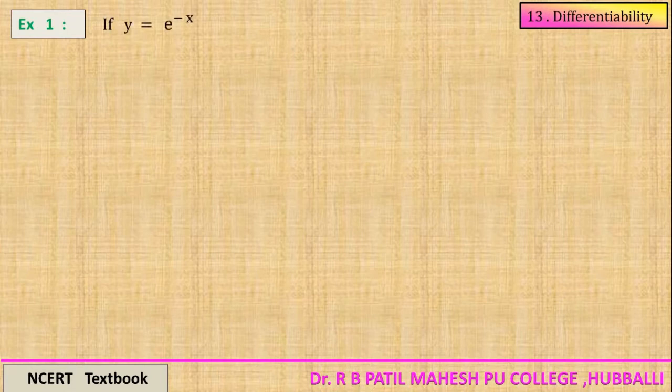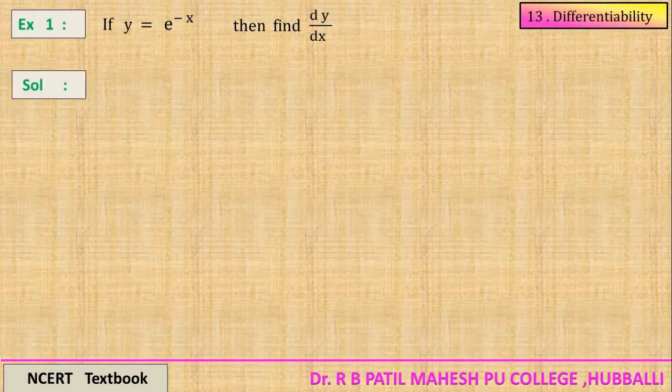If y is equal to e raised to minus x, then find dy by dx. See, dear students, this function is an exponential function, but it is a composite function, because the standard function is e raised to x, but here we have minus x as the variable. So this is a composite function. So you know how to write the solution.